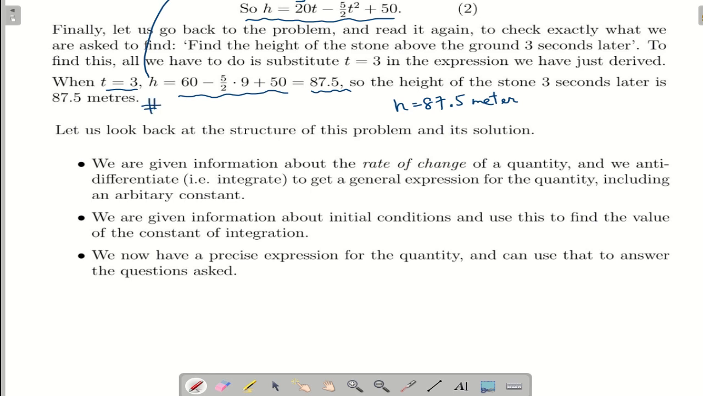Okay, we have solved the question, but now let us look back at the structure of this problem and its solution. We are given the information about the rate of change of a quantity, and we use anti-differentiation, we integrate, to get the general expression for the quantity, including the arbitrary constant c. How to get the constant c? We have to use the initial condition. The initial condition in this question is when t equals 0, h equals 50. We use this initial condition to calculate the value of c. In this case, it is equal to 50, right? And we now have a precise expression of the quantity and can use that to answer the question.